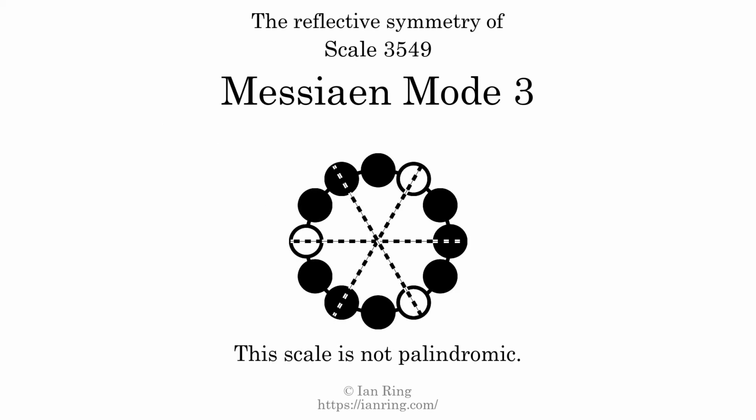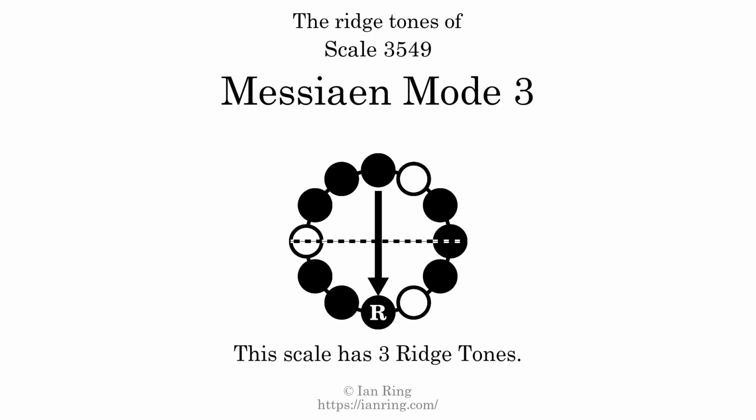This scale has reflective symmetry across 3 axes positioned at 1 semitone, 3 semitones and 5 semitones above the root. This scale has a different pattern of intervals ascending and descending, so it is not palindromic. This scale has 3 ridge tones. They are at positions here, here, and here.